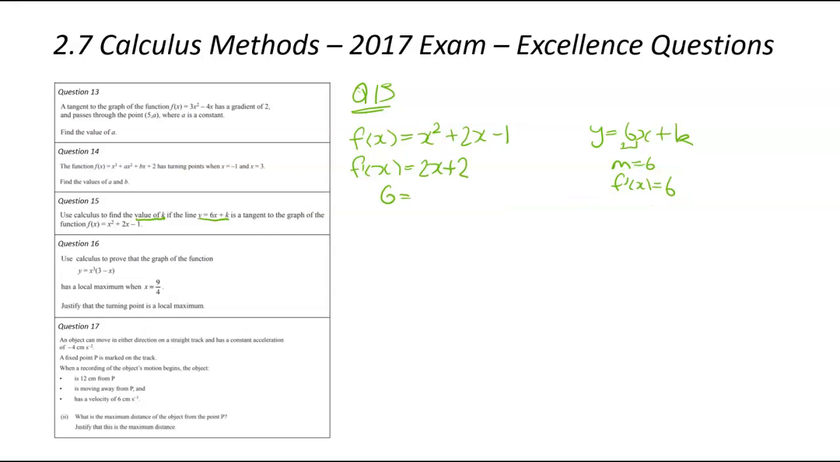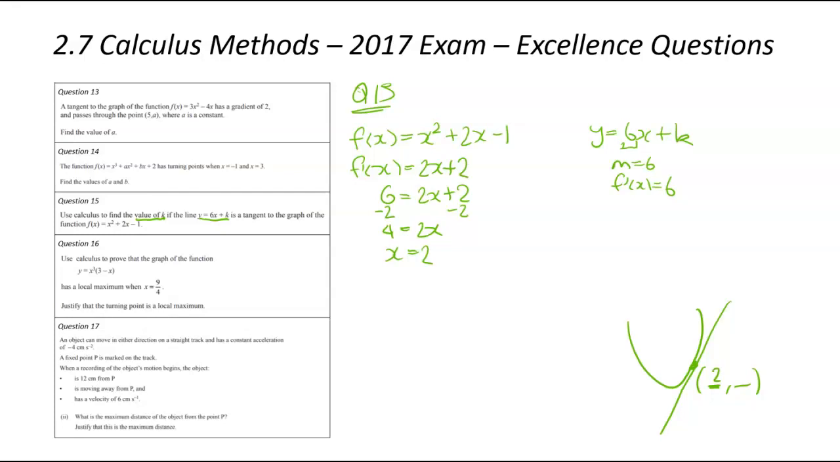Because we know it's 6, we're going to substitute that in, and we're going to solve for x. So 6 is going to be equal to 2x plus 2. We now solve, minus 2 on both sides. 4 is equal to 2x, which means x is equal to 2. So that means, because we're dealing with a parabola and a tangent, the x value for the point where they touch is 2.